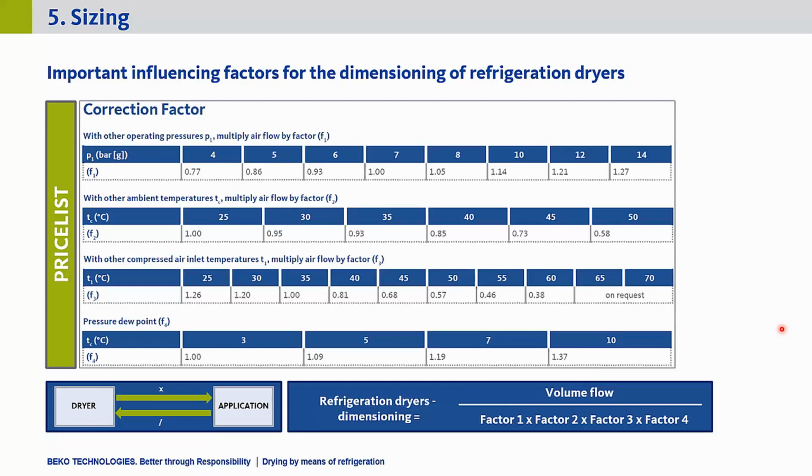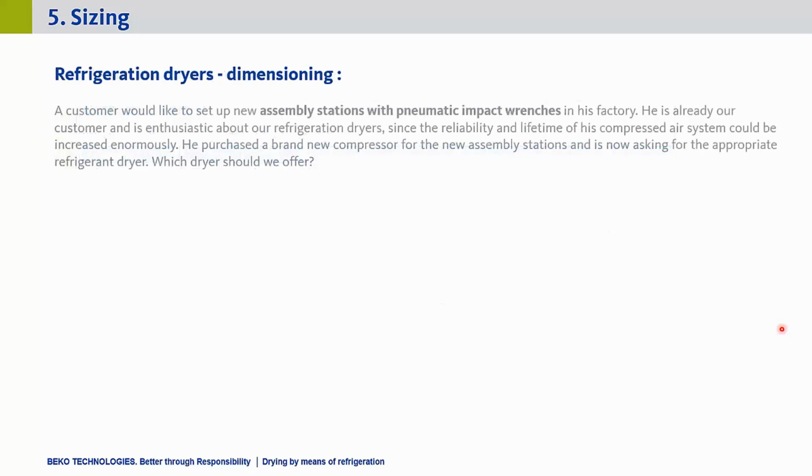For this again, of course, we have an example. I think it's always better to do this with an example and see what the actual numbers are or how the actual numbers are used. So let's look at this example. A customer would like to set up new assembly stations with pneumatic impact wrenches in his factory. He is already our customer and is enthusiastic about our refrigeration dryers since the reliability and lifetime of his compressed air system could be increased enormously. He purchased a brand new compressor for the new assembly station and is now asking for the appropriate refrigeration dryer. Which dryer should we offer?